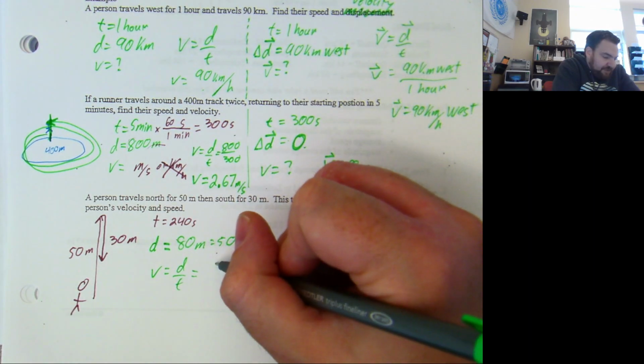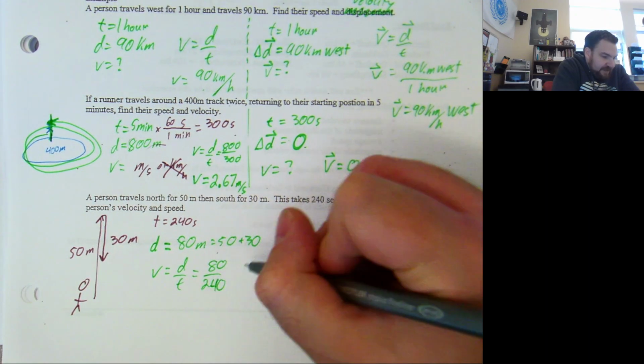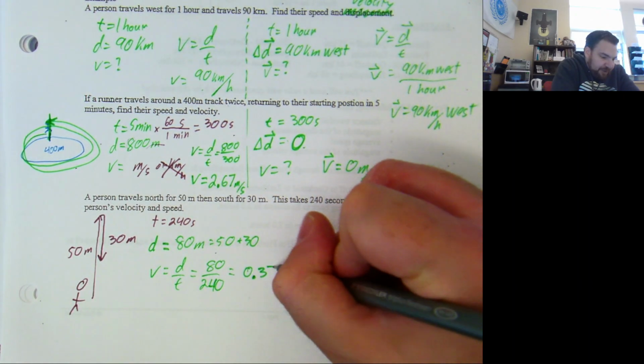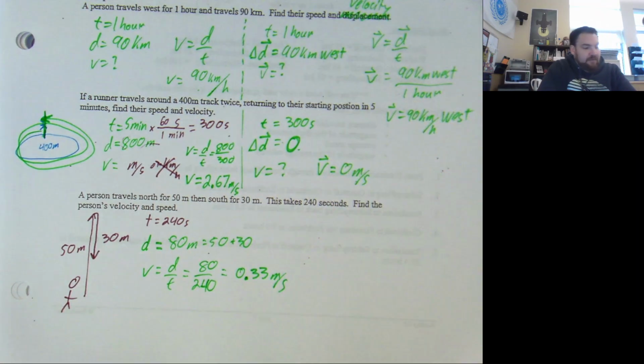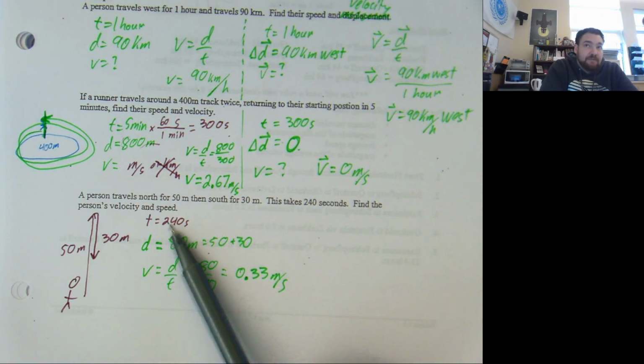So then our speed is going to be d over t. Our distance is 80 divided by 240. This is a third, so I'll say that's 0.33 meters per second. Distance traveled divided by time taken.